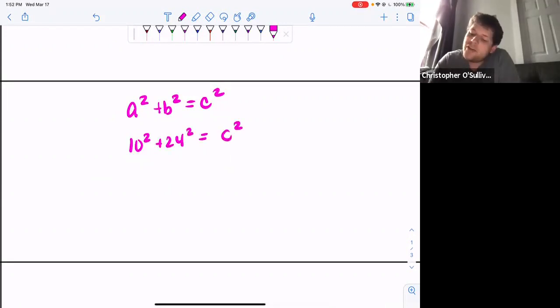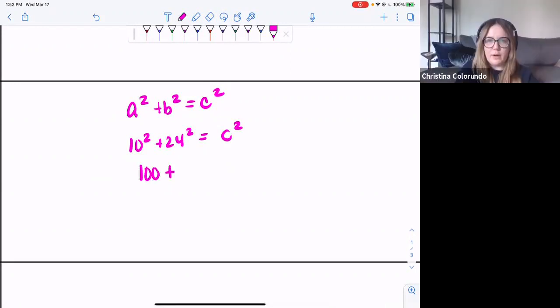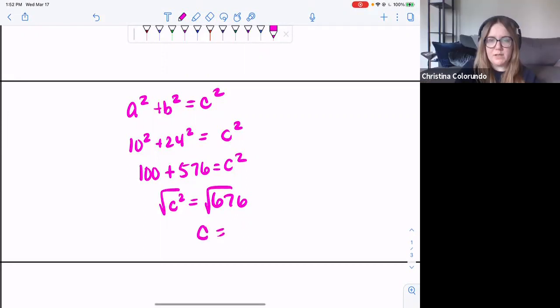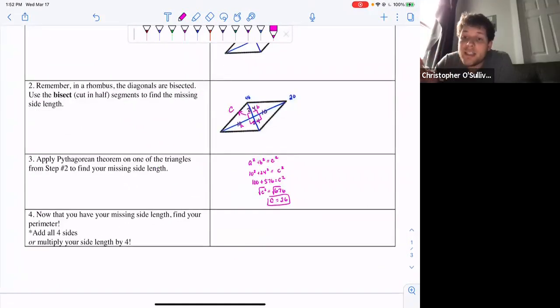10 squared is 100. What's 24 times 24 again? 24 times 24 is 576. Perfect. So I get plus 576 equals c squared. Ladies, 100 plus 576 is 676. So I get c squared equals 676. And then we take the square root. The square root of 676 is 26. But that is not our final answer. That just tells us what the side of a rhombus is.